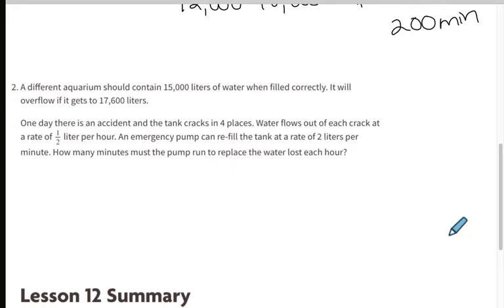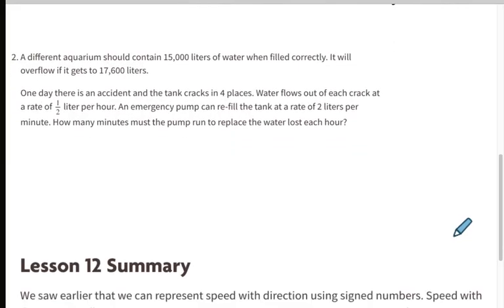A different aquarium should contain 15,000 liters of water when filled correctly. It will overflow if it gets to 17,600 liters. One day there's an accident and the tank cracks in 4 places. Water flows out of each crack at a rate of 1/2 a liter per hour. An emergency pump can refill the tank at a rate of 2 liters per minute. How many minutes must the pump run to replace the water lost each hour?